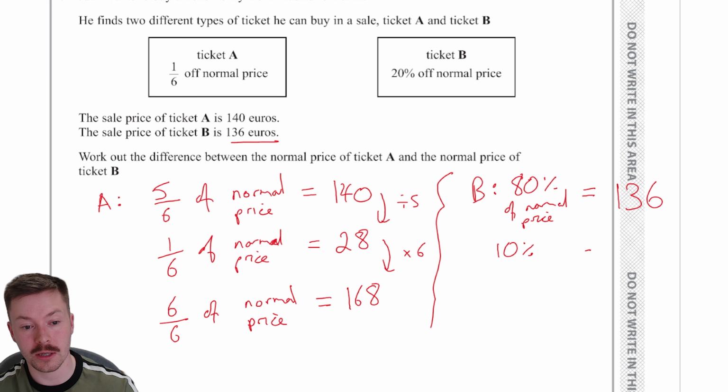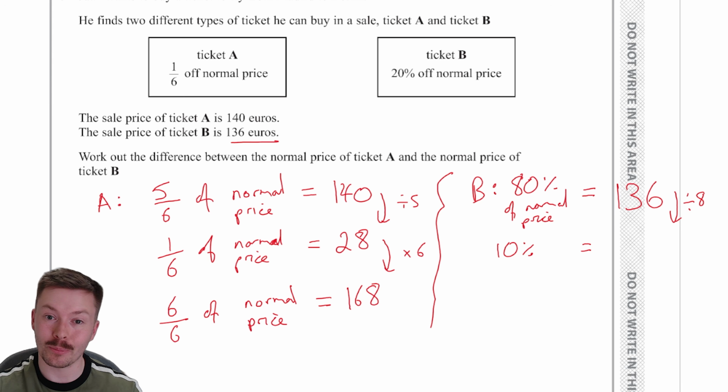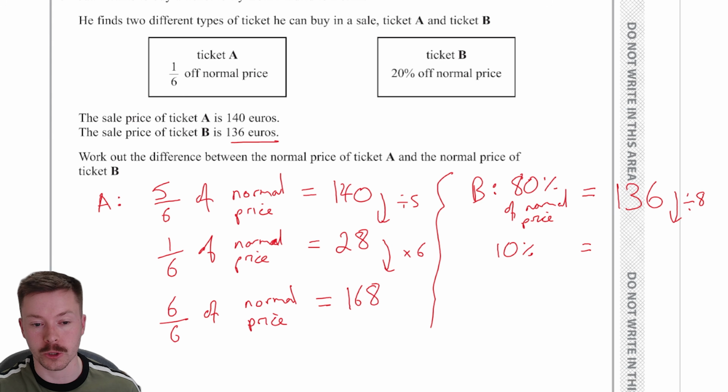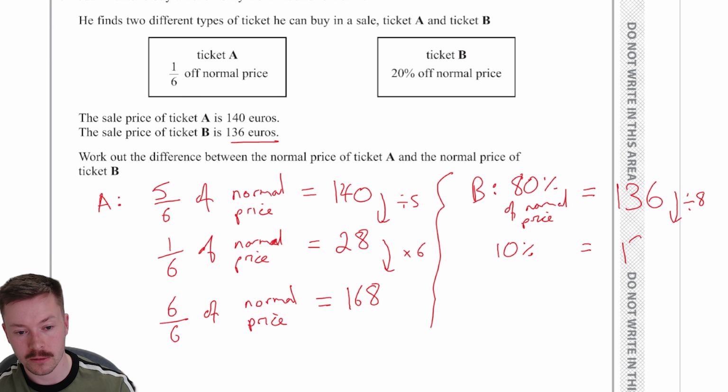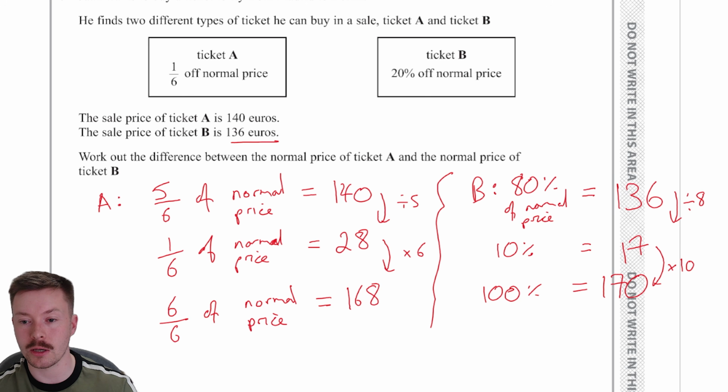So 10% is equal to, if I divide this by 8, 80 divided by 8 is 10, so you do the same on the other side. What we're essentially doing here is keeping things in proportion. So 136 divided by 8 is 17, and then we want 100%, so we're going to times that by 10, and we are going to get 170 euros. Hopefully you can see that. I'll write it down here, 170 euros.